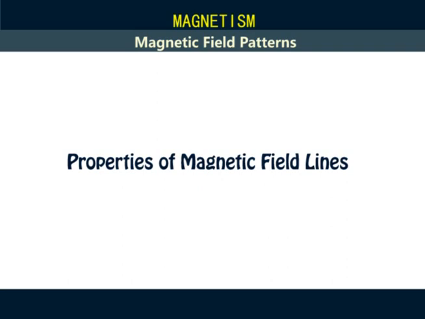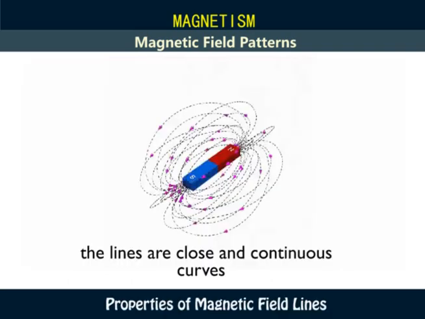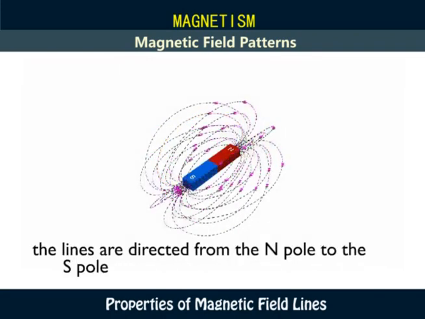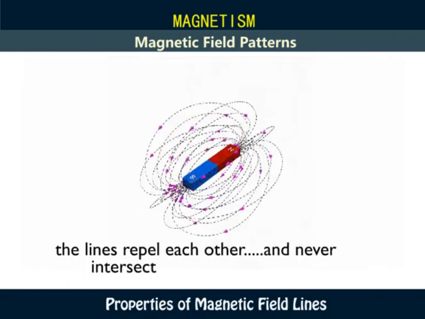In general, the magnetic field lines are closed and continuous curves. Outside the magnet, the lines are directed from the North Pole of the magnet towards the South Pole, whereas within the magnet, they are directed in the exact reverse direction. The lines of force repel each other and they never intersect.